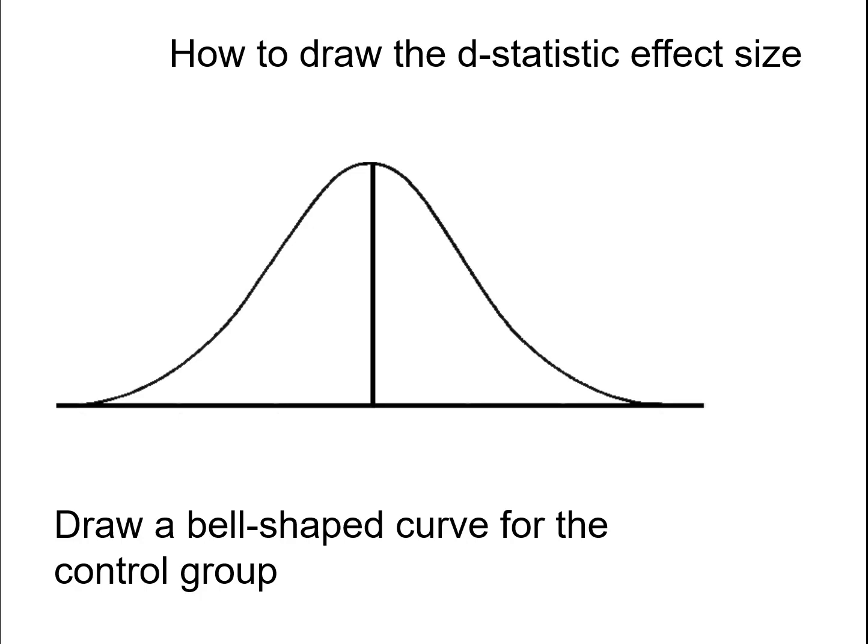So if the effect size for prolonged exposure therapy as a treatment for post-traumatic stress disorder is a d-statistic of 1, what exactly does that look like? How would you draw an illustration of a d-statistic that equals 1? How would you draw a picture of that effect size?